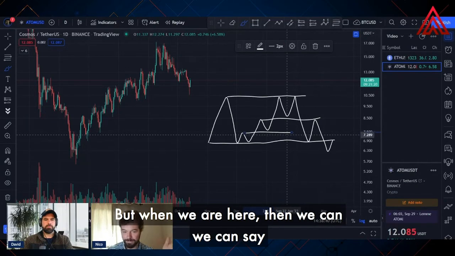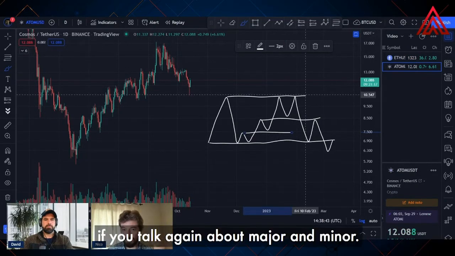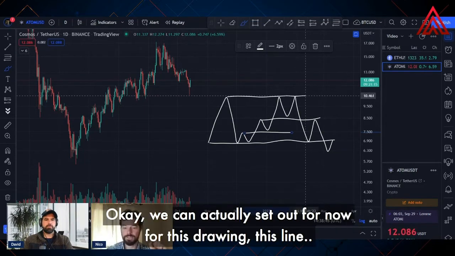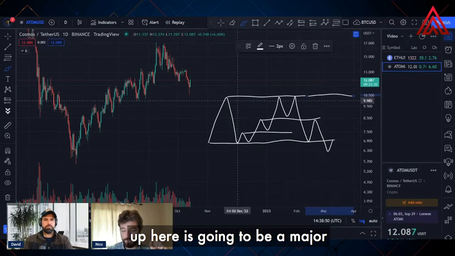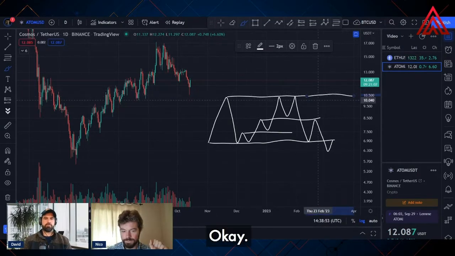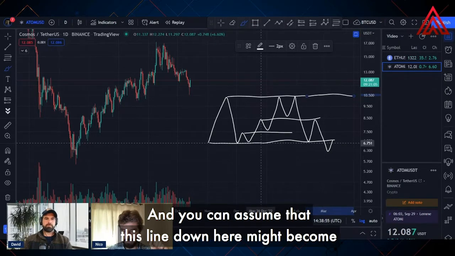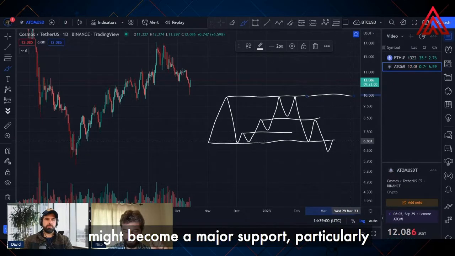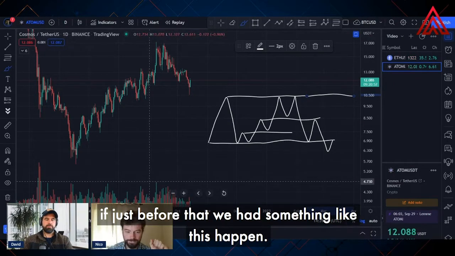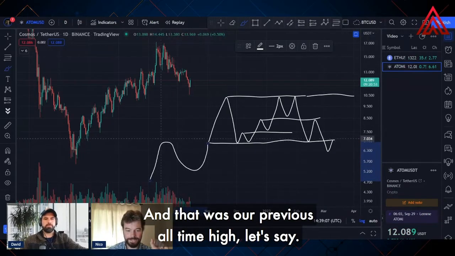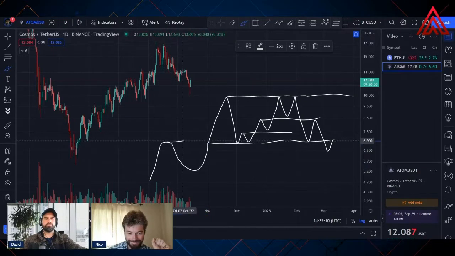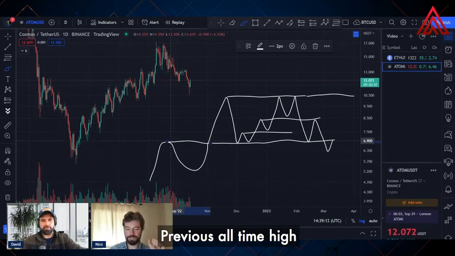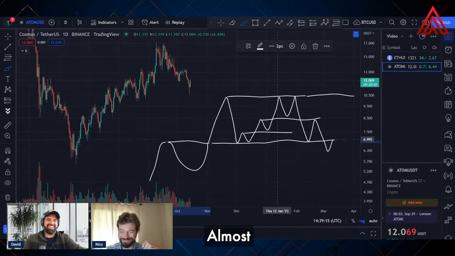But when we are here, if you talk again about major and minor, we can actually say that for now, for this drawing, this line up here is going to be a major resistance. And you can assume that this line down here might become a major support, particularly if just before that we had something like this happen. And that was our previous all-time high, let's say. Yeah, almost.